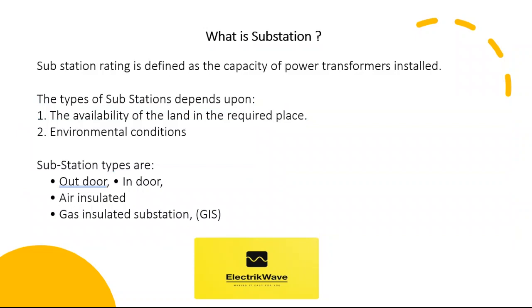Substation rating is defined as the capacity of power transformers installed. The types of substations depend upon: 1. The availability of the land in the required place. 2. Environmental conditions. Substation types are outdoor, indoor, compressed air insulated, and gas insulated substation, GIS.